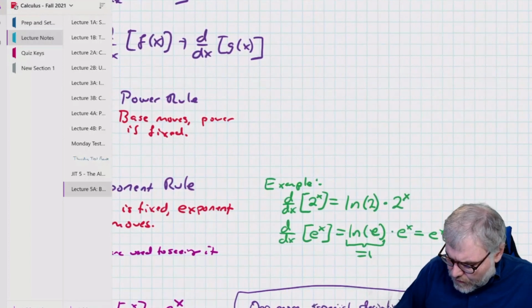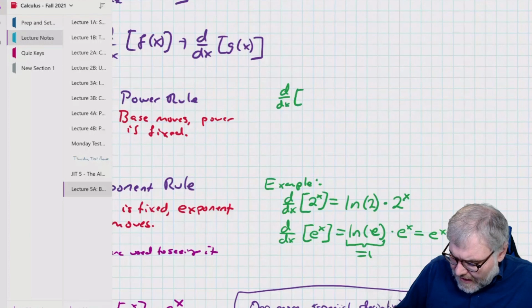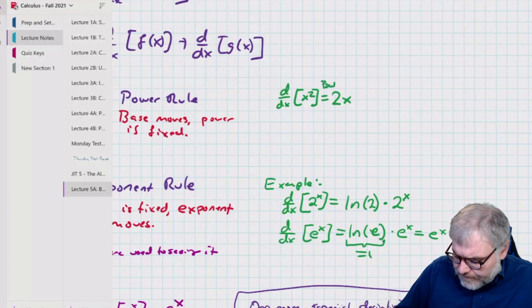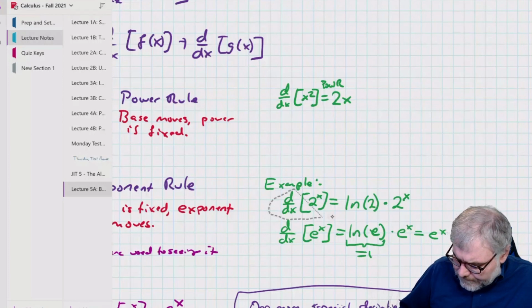Okay? The derivative of x squared equals 2x to the first. This is the power rule. Okay? The derivative of 2 to the x equals the log of 2 times 2 to the x. This right here is the exponent rule.